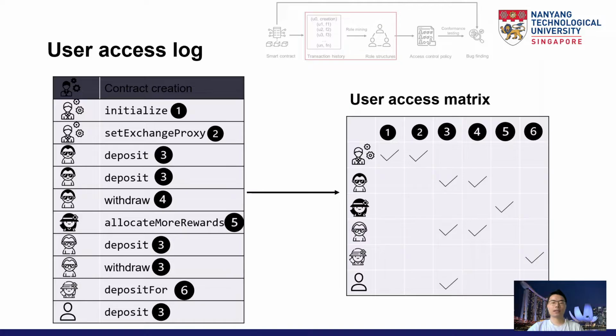Most role mining algorithms learn role structures from the user access matrix. However, the contract transaction history is usually limited. Therefore, user access logs are also incomplete, that is, some users have permission, but they have not yet called some function. In this example, we know the last user called the deposit function. He could, but has not, called the withdraw function in the transaction history.